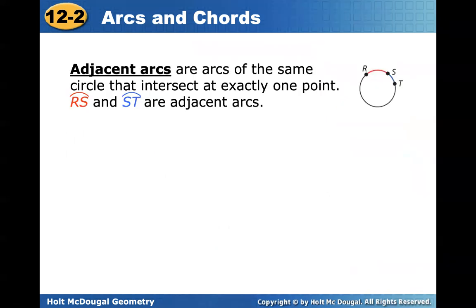All right, adjacent arcs. Adjacent means next to. Arcs that are next to each other share an endpoint, okay? They intersect at exactly one point. So S in this case would be the point where they intersect. So RS and TS are adjacent arcs.